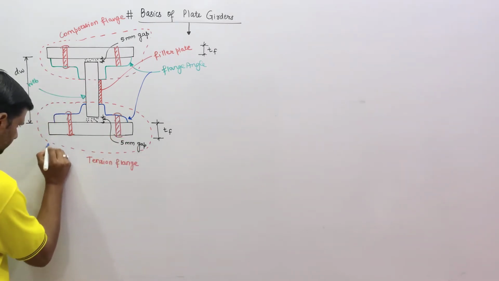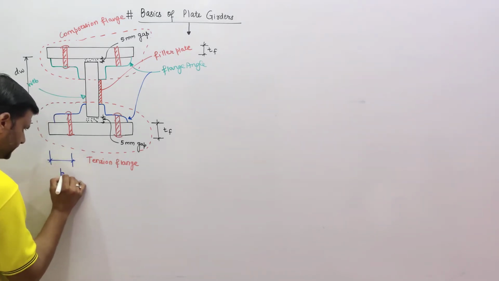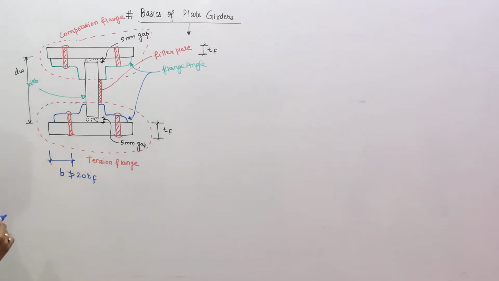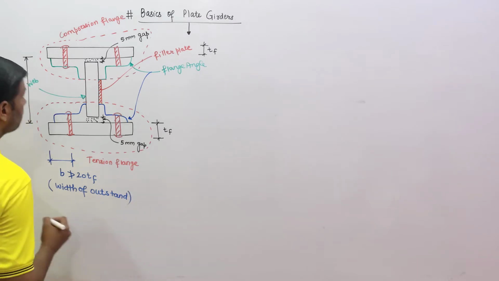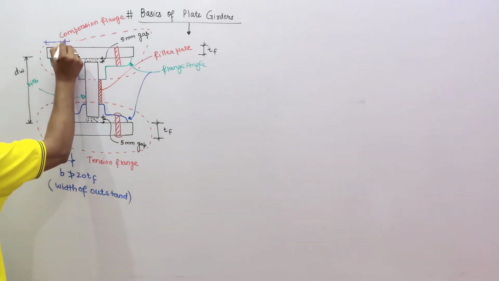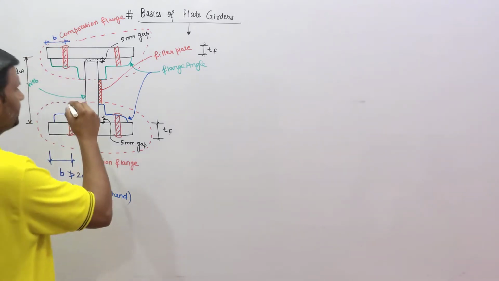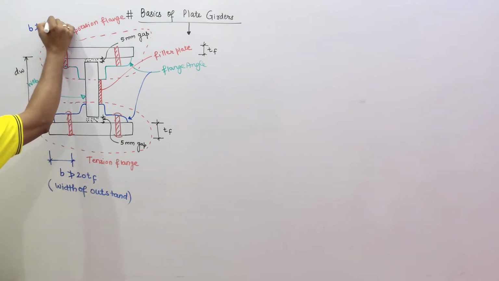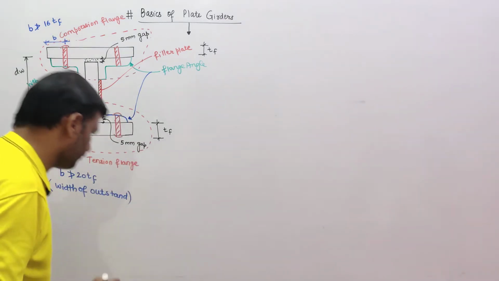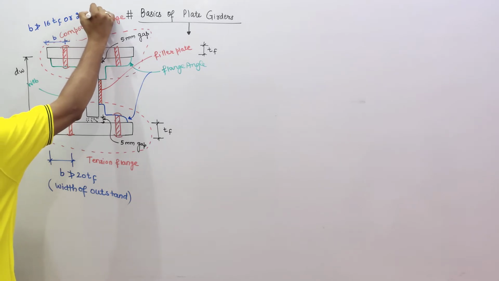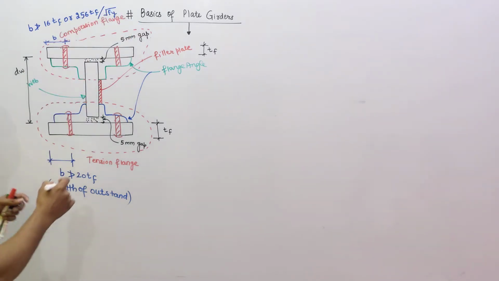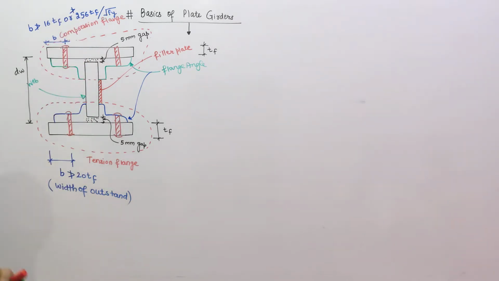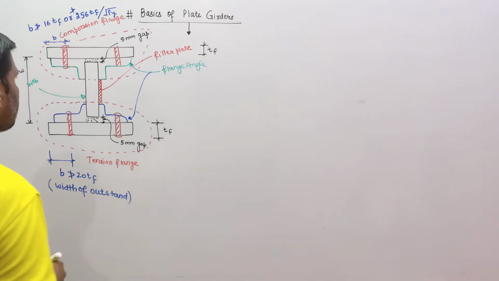This gap, from center line from here to here, is the width of outstand b, which shall not be more than 20 times Tf. This is the width of outstand in the tension flange. And here this is also the width of outstand, but in this case b shall not be more than 16 times Tf, or 256 Tf divided by root of fy. That is the value of width of outstand in the compression flange.